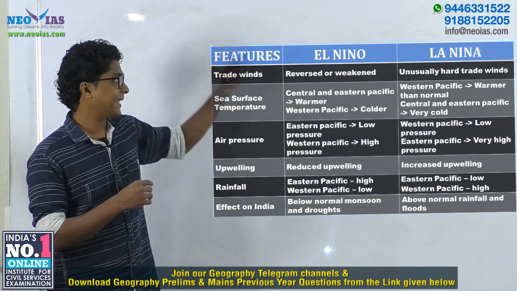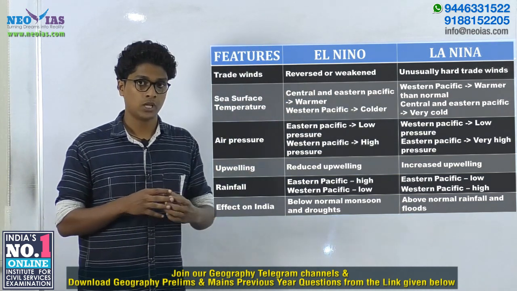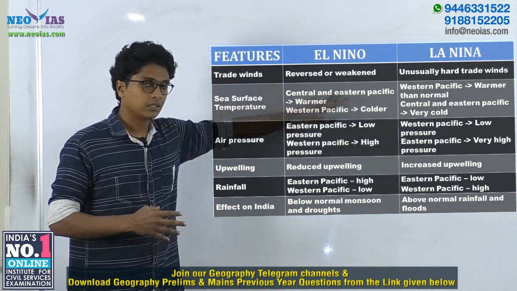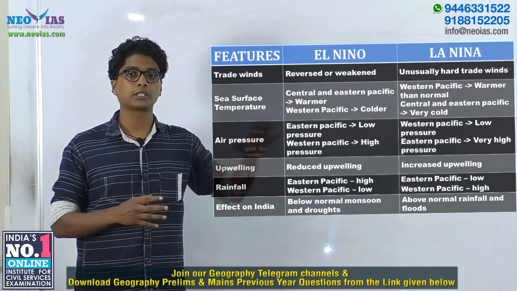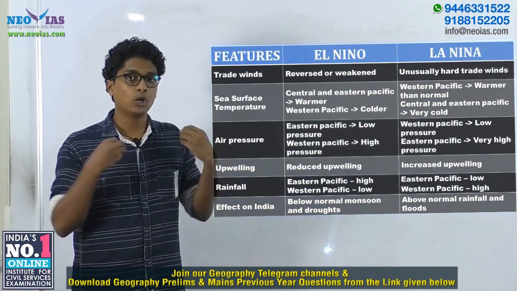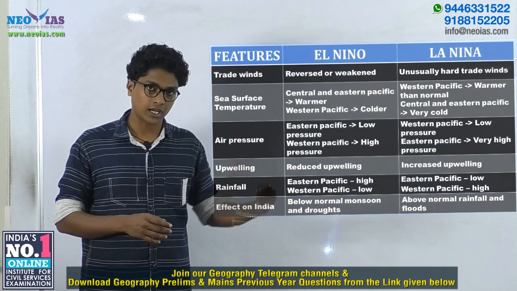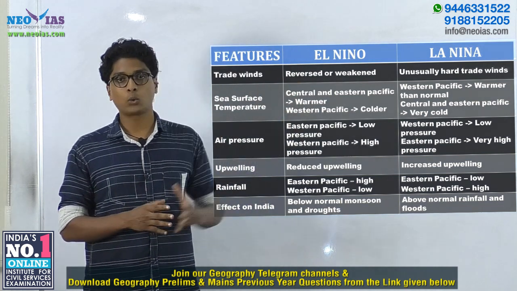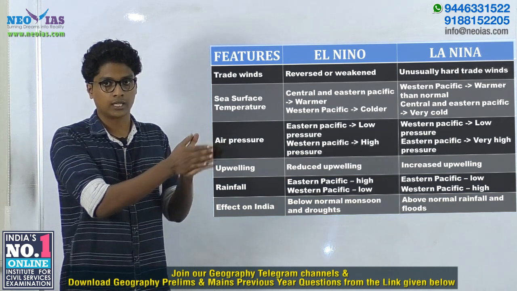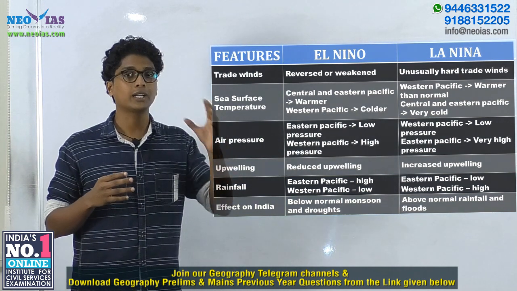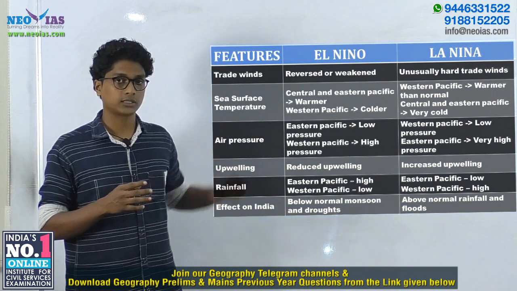Let's see how El Nino and La Nina impact India. From historical data, El Nino years will have reduced precipitation, in the sense that below normal monsoonal rainfall during El Nino will lead to drought conditions. The last El Nino year, 2014 to 15, if you remember, we had back-to-back drought conditions.